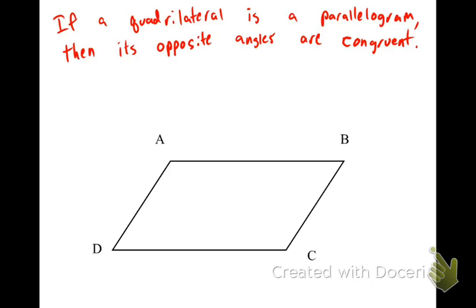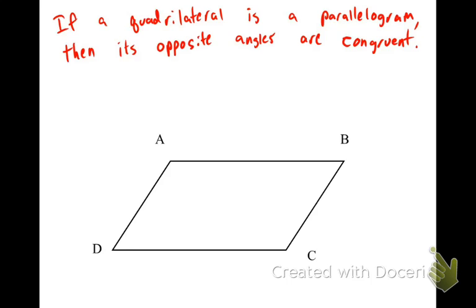If a quadrilateral is a parallelogram, then the opposite angles are congruent. So we have done two things so far. The first one we did was the definition of a parallelogram, opposite sides parallel. Then we showed that if it's a parallelogram, the opposite sides are congruent. And we did a proof for that.